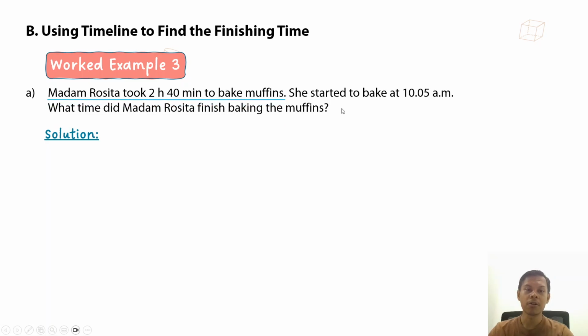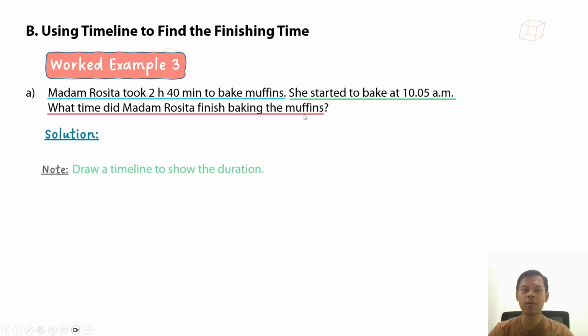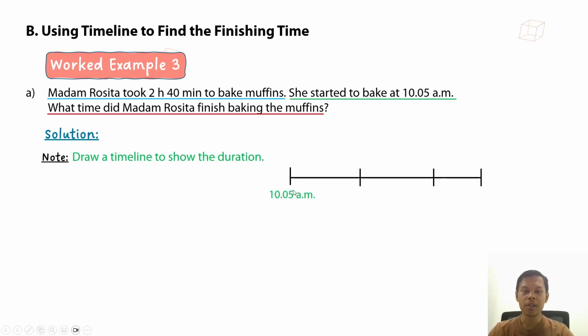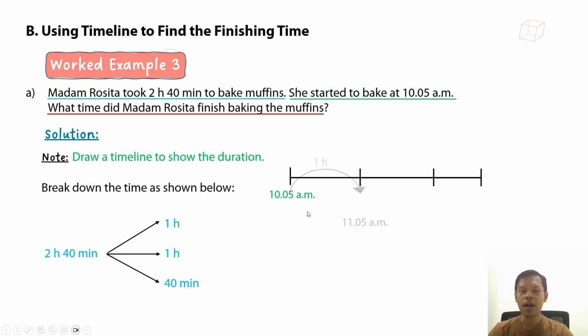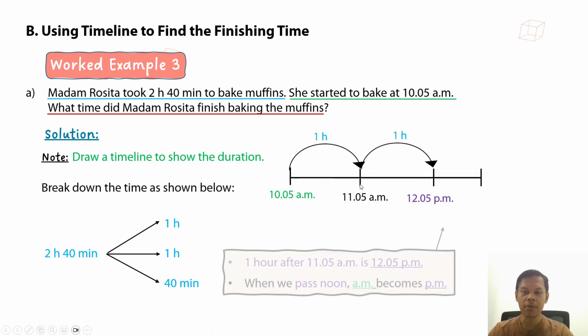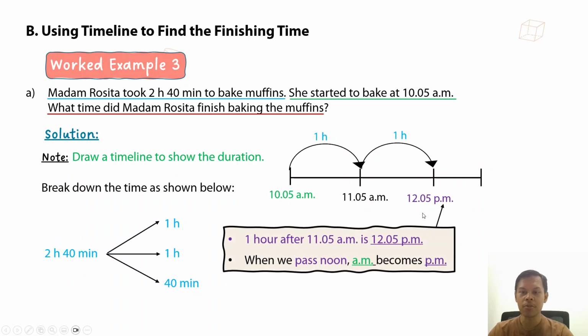So, this is how you're going to do this. Read sentence by sentence and figure out what you need to do. Okay, draw the timeline. The starting point is going to be 10:05 a.m. and then she's going to bake for 2 hours 40 minutes. So we do one by one. What is 1 hour after that? It's going to be 11:05, and then another hour it's going to be 12:05. Then we just need to add 40 more minutes, okay, to make it 12:45 p.m.